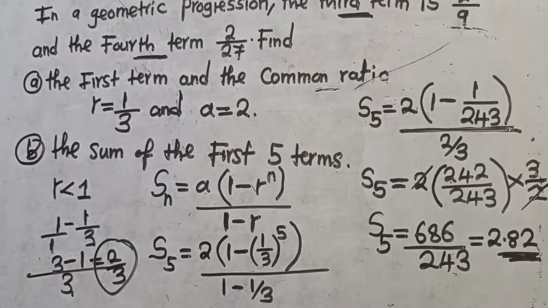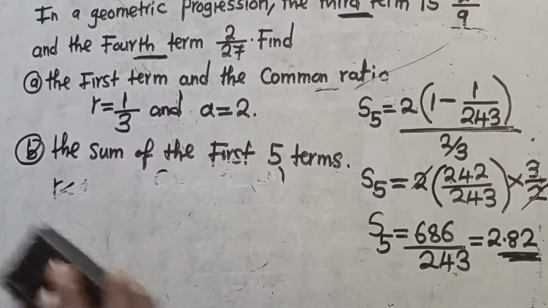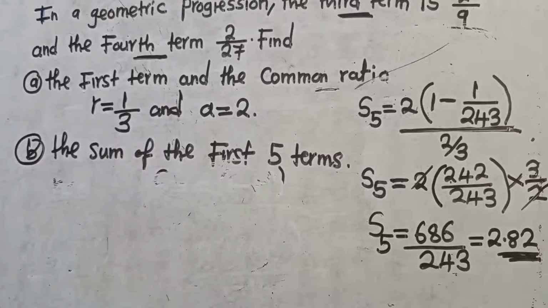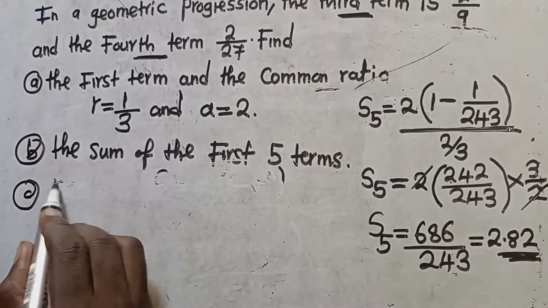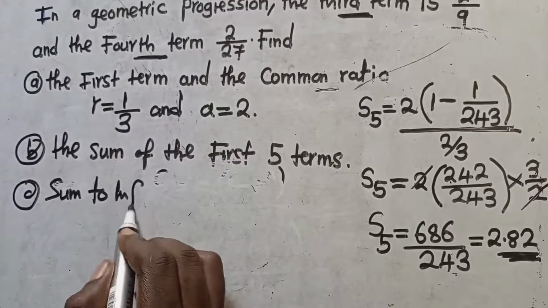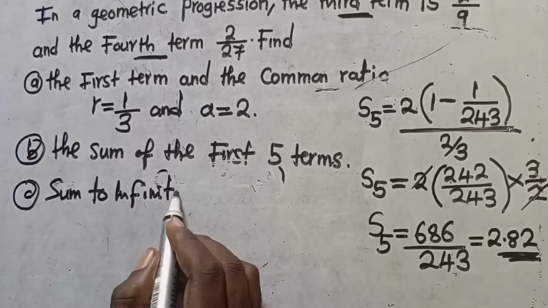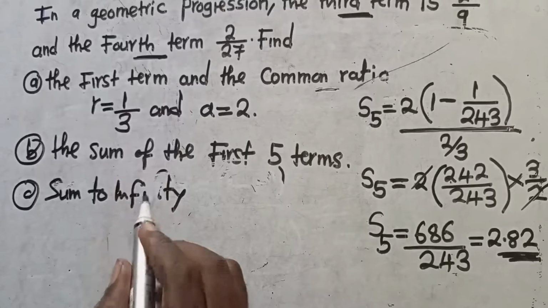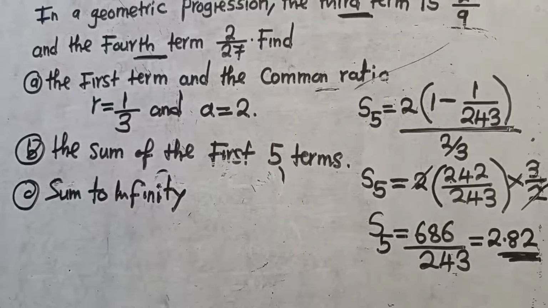Let us now move on to the last question. The last question was just telling us to find the sum to infinity. Part C is saying you find the sum to infinity. How can you find the sum to infinity? This is the question: the sum to infinity.